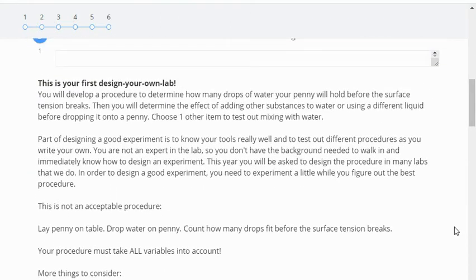Okay, so you are going to be designing most of your labs throughout the year. The lab we did in chemistry was one where you had a procedure and a whole bunch of steps and you followed it very precisely. There'll be a few experiments like that throughout the year. The majority you're going to be designing. And that's a difficult thing to do. It's difficult to design a good experiment.